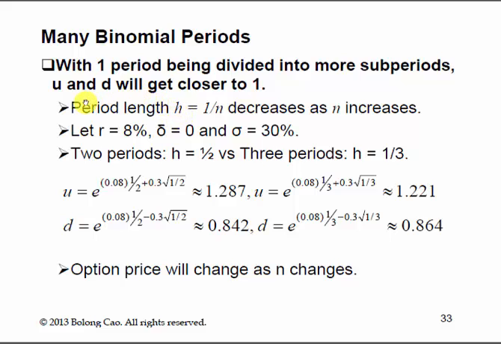And what we'll see is that the up and down will get closer to 1. Basically, in the shorter time period, the range that it can go up and down becomes smaller and smaller, which is quite understandable. So the period length is still h equals 1 over n. This length will decrease as the number of periods you chop this whole period into increases.